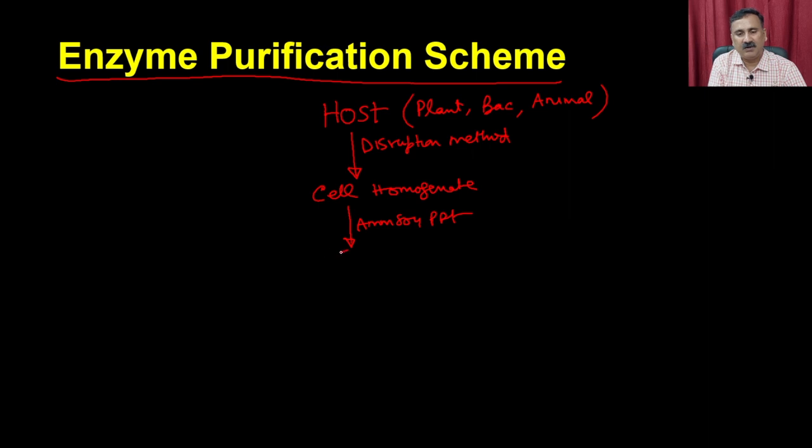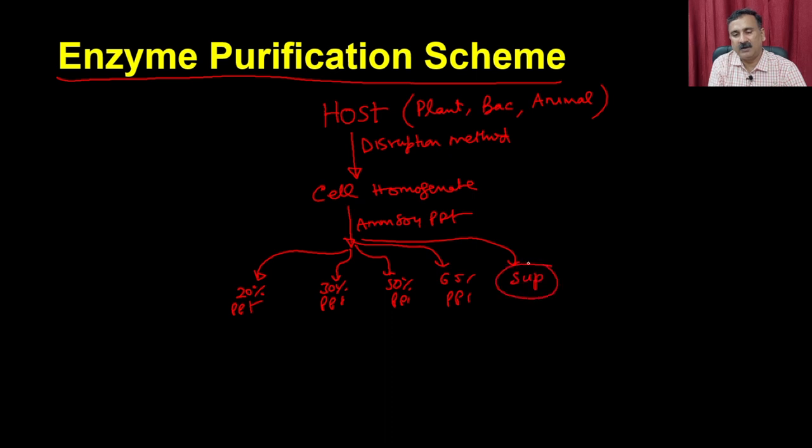Okay, and that ammonium sulfate precipitation is actually going to give you multiple fractions. It's going to give you the 20% precipitate, the 30% precipitate, the 50% precipitate, the 65% precipitate, and also a final supernatant. All of these can be analyzed on SDS-PAGE. So you can check the purification of the enzyme on the SDS-PAGE, and you can also do the activity of the enzyme, and you can also do the protein concentration.